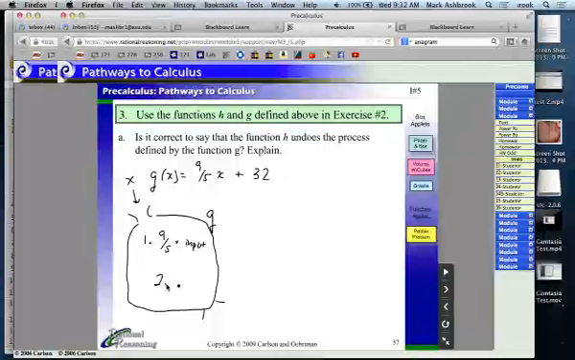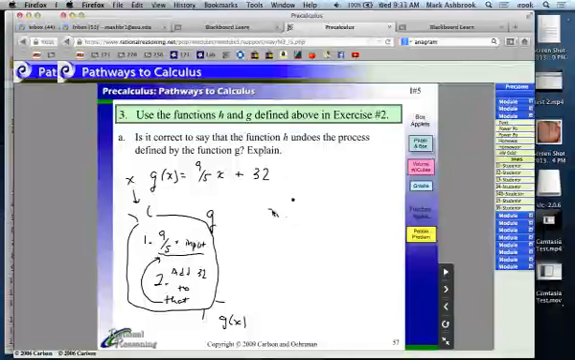And then what do you do to that next? You add 32 to that. Not just to the input, add 32 to that whole thing. And then your G of x, the output, is the same as that rule, 2x plus 9. So you can substitute in 2x plus 9.